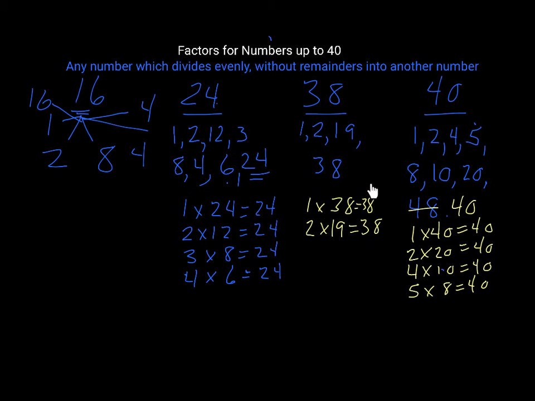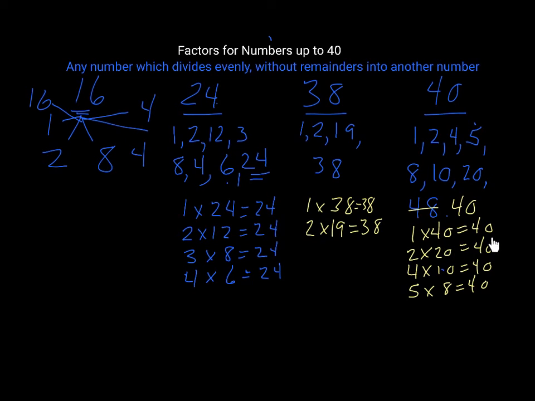Okay, going over to 40, we can see that 40 has 8 factors. There are 1, 2, 4, 5, 8, 10, 20, and of course 40 itself. I made a bit of a mistake there, I wrote 48. Okay, to check if they are factors, you can just check it yourself by doing some multiplication.